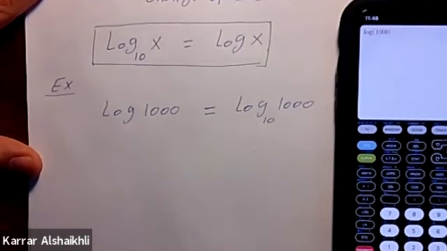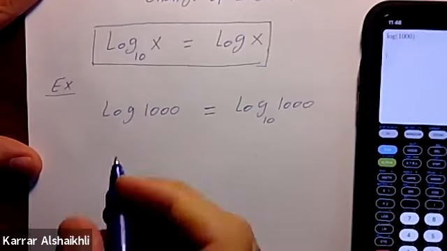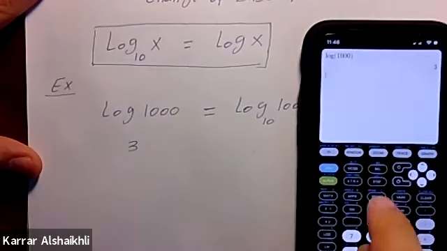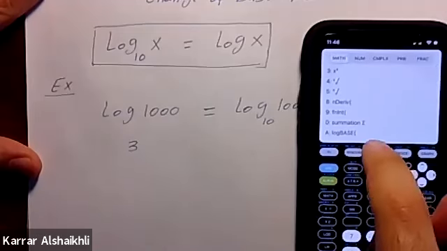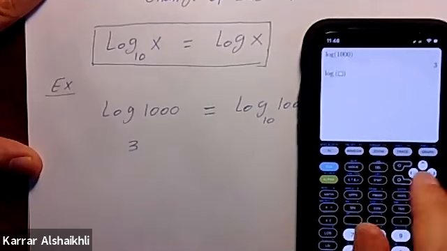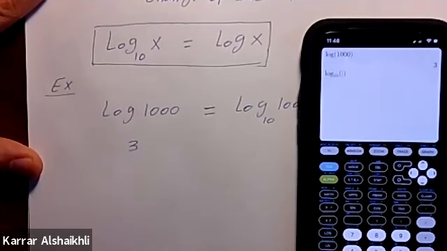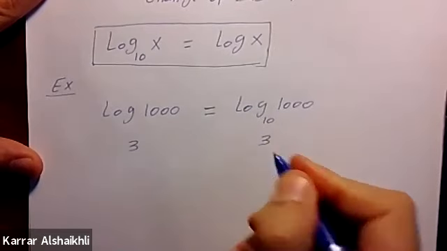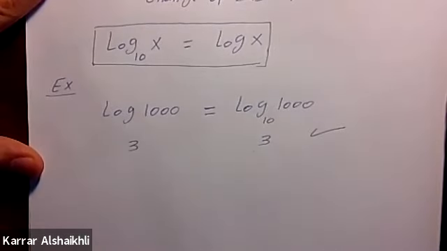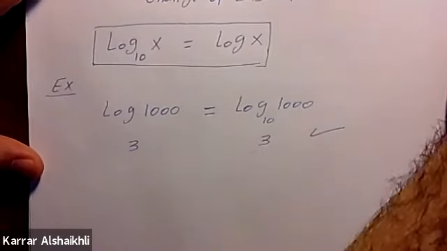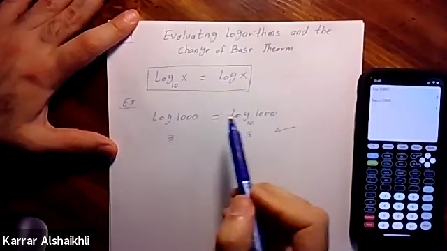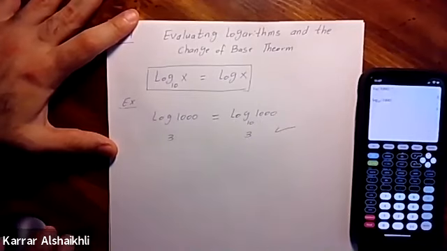So if you type 1,000 here, close the parentheses, the result is going to be 3. And also, if you want to use the log to the base, press math, scroll down to log to the base, you have to submit the base 10 and the 1,000, and it's going to be exactly the same result, which is 3. So it's up to you which one you're going to use. Both are going to be right. That's only if there is no base. If you can't see a base here, that means the base is 10.